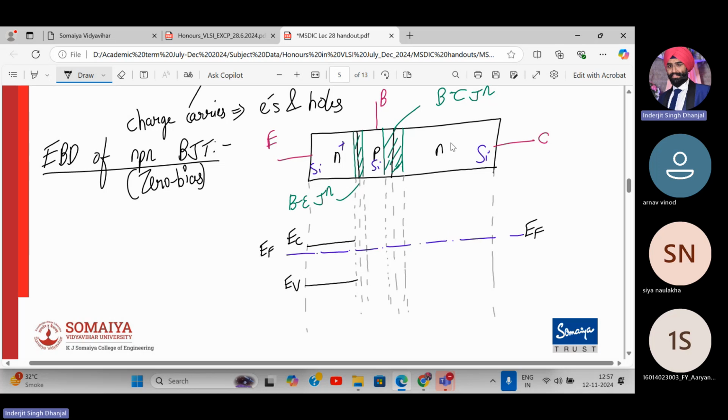We can only draw up to the neutral region. This is the space charge region, or the depletion region, right? Only up till here we can draw. Over here, since it is heavily doped, the conduction band will be closer to the Fermi level. Here it will not be as close, slightly above, because it is not so heavily doped. This is the conduction band, and the valence band will come in a similar manner down, EV. And what is the difference? The energy band gap.